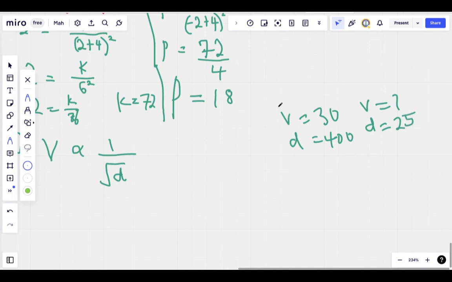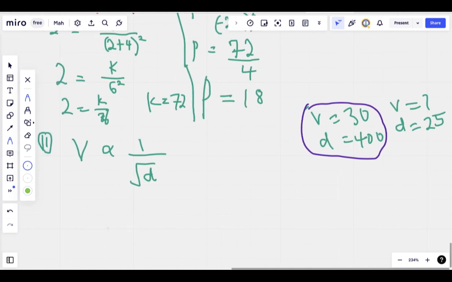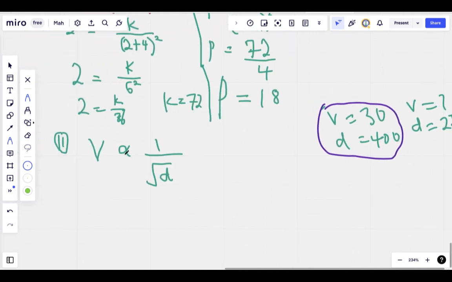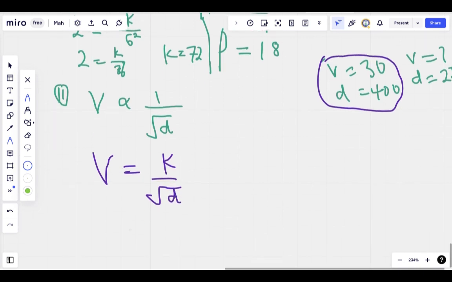The first thing we do is to use this one to find the value of the constant. So this is inverse variation. What we need to do is to remove the symbol of variation and introduce the constant of variation. So we say V is equal to K times 1, which is K over the square root of D. Then we substitute to get the value of K first.